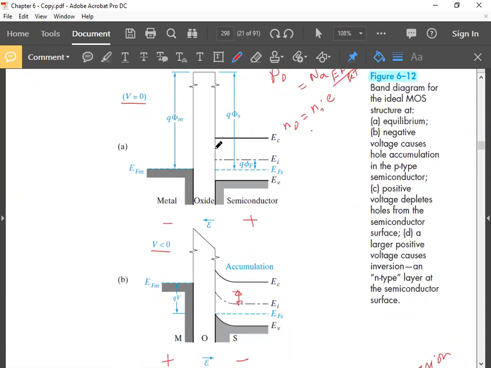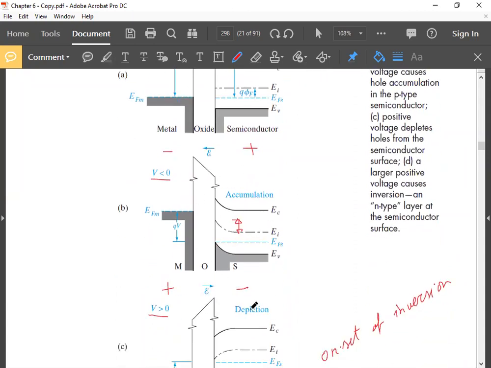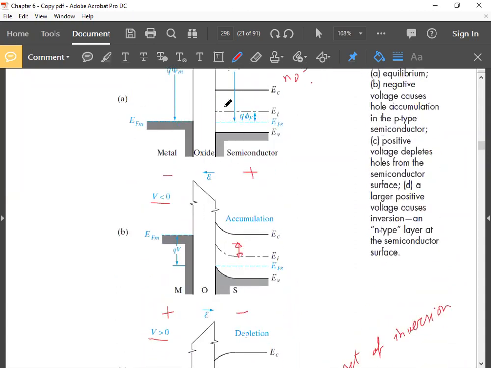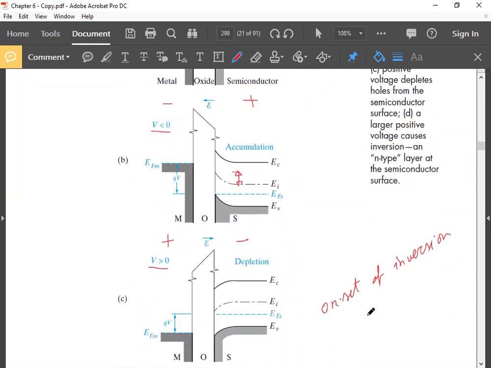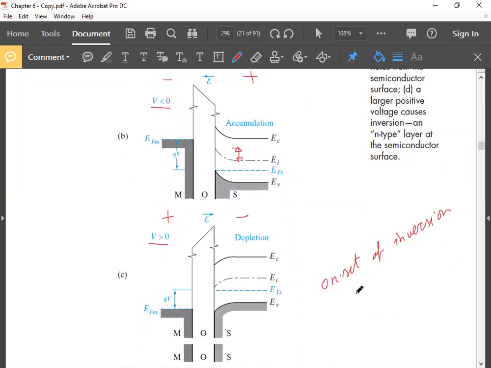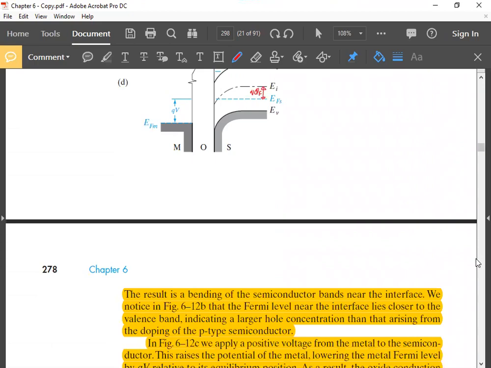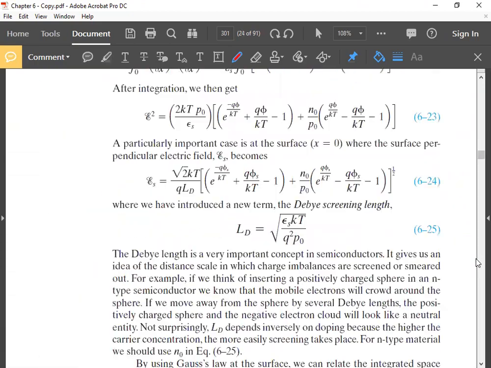Once the flat band is achieved, these things are the same as this scenario. This accumulation, depletion, everything is the same. So let's see the work function difference first.